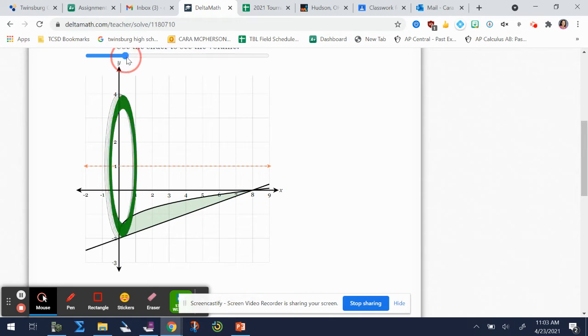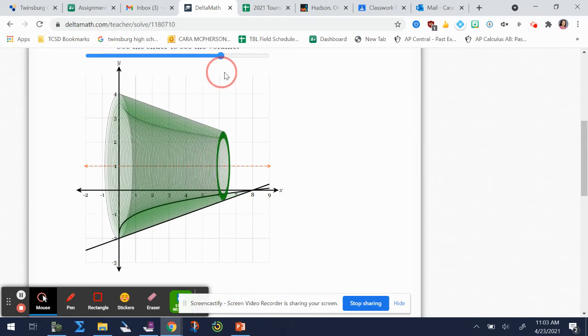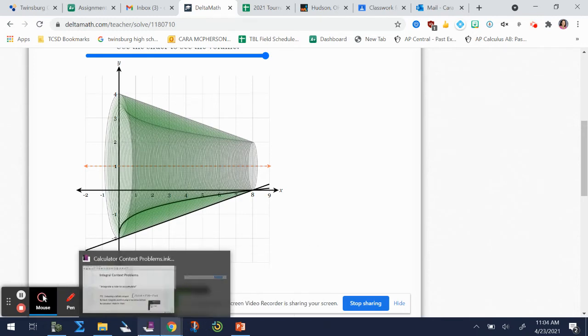Let me move my slider and show you what happens when I do that. As I revolve my region, you have this missing part. You have this hole or hollow region that, when I figure out my volume, I don't want to include. So you get something that looks like this. It almost looks like a sideways volcano. So to do this problem, we essentially need to subtract out the volume of the hole.